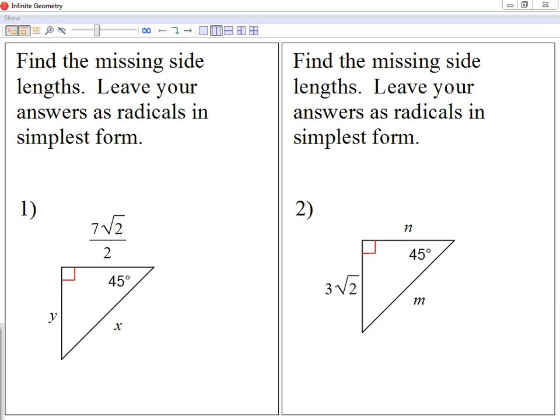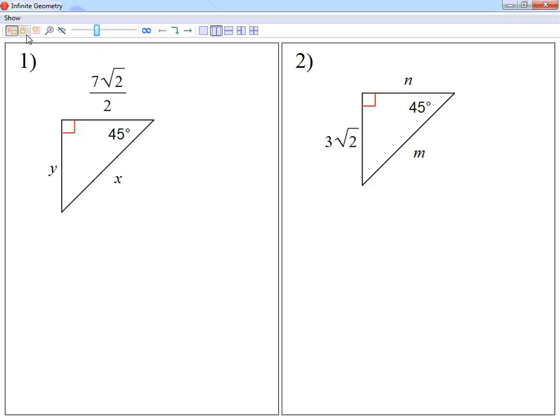All right, so let's take a look at the homework for the 45-45-90. Find the missing side length. So we need to find two lengths. Leave your answers as radicals in simplest form. For space, let me take the instructions out. I know that the two sides are equal, the two legs are equal, so if one side is 7 radical 2 over 2, I'm going to say y is 7 radical 2 over 2. All right, there's not much to do on it, just copy it.